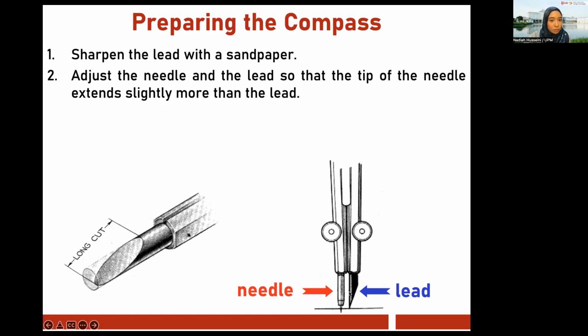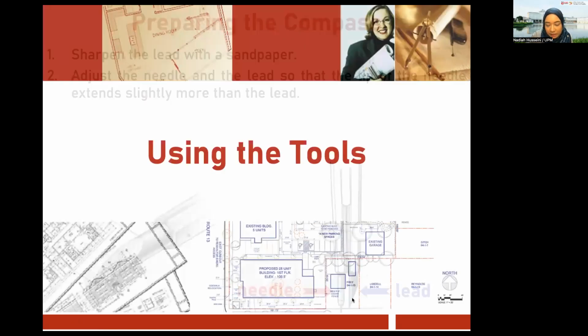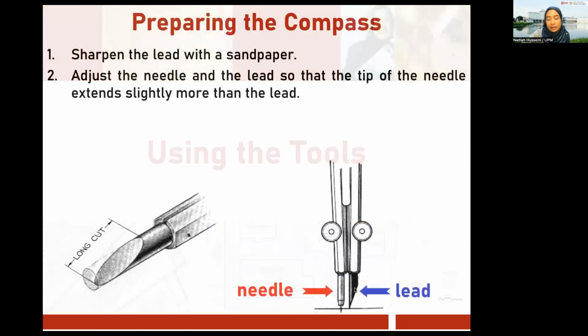Compared to the previous one, which was conical shape. So for the compass, your pencil should be slanted to ensure preciseness. As you can see over here, the lead is slightly shorter than the needle, only a little bit, by half. Okay, half of the needle.